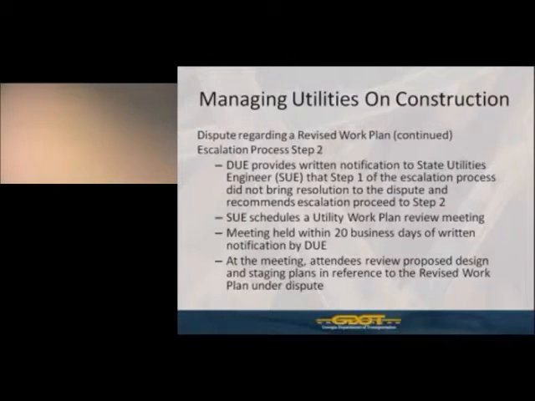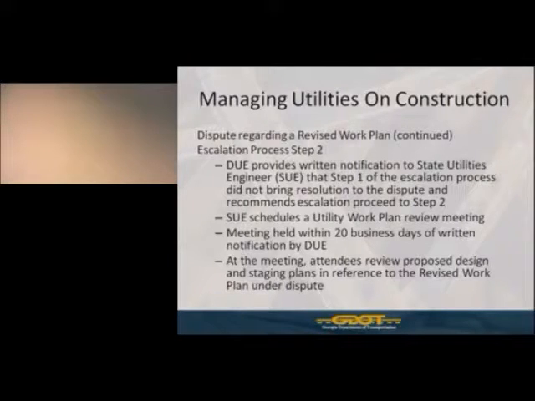At this point, the DUE is going to notify the state utility engineer that they had escalated to step 1, but it did not resolve the dispute, and now recommend it proceed to step 2. At this point, the state utility engineer would schedule a utility work plan review meeting. That meeting is to be held within 20 business days of the written notification by the district utility engineer.